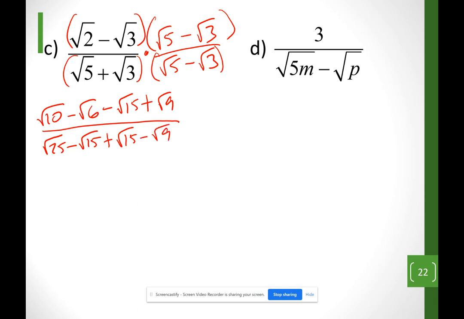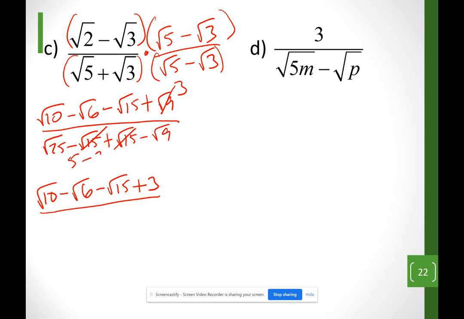All right, so when I see the top, I see a perfect square. And then I see my other radicals. There's not much I can do. So I'm just going to have radical 10 minus radical 6 minus radical 15 plus 3. At the bottom, those twos cancel out. So I have 5 minus 3. So I'm just going to write a 2 at the bottom.